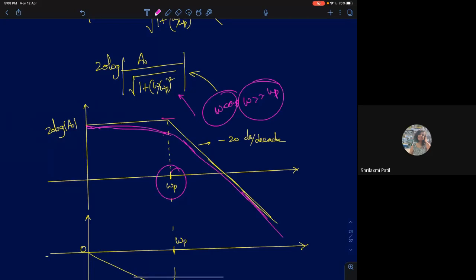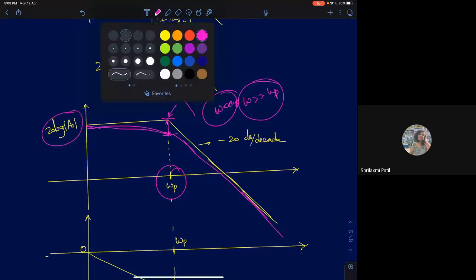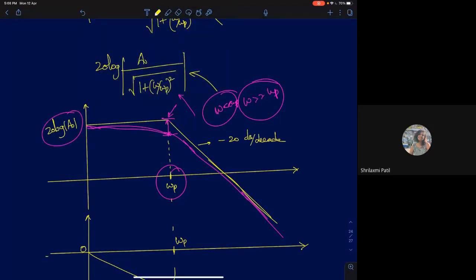For a single pole system, at the pole omega p, let 20 log mod of A0 be the gain at DC. What will be the gain at omega p? At omega equal to omega p, it will be minus 3 decibels. Whatever the gain is at DC, minus 3 decibels. So we discussed this plot.